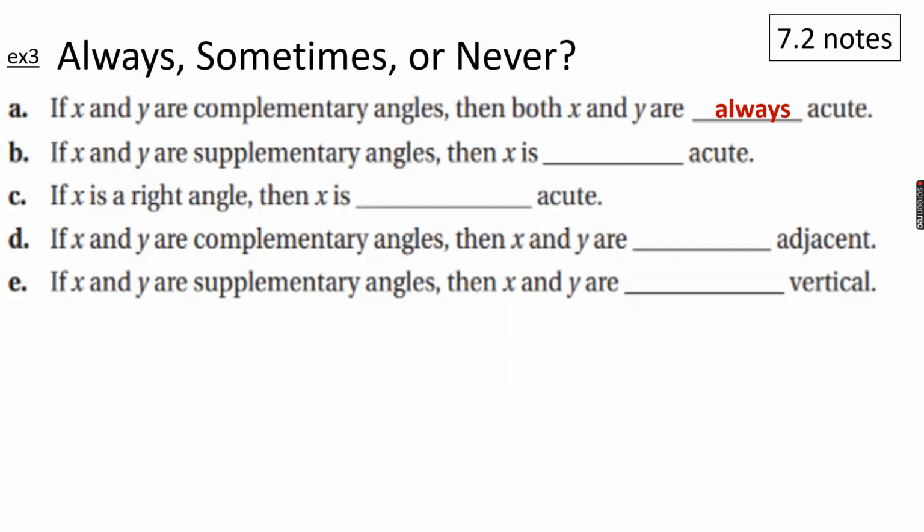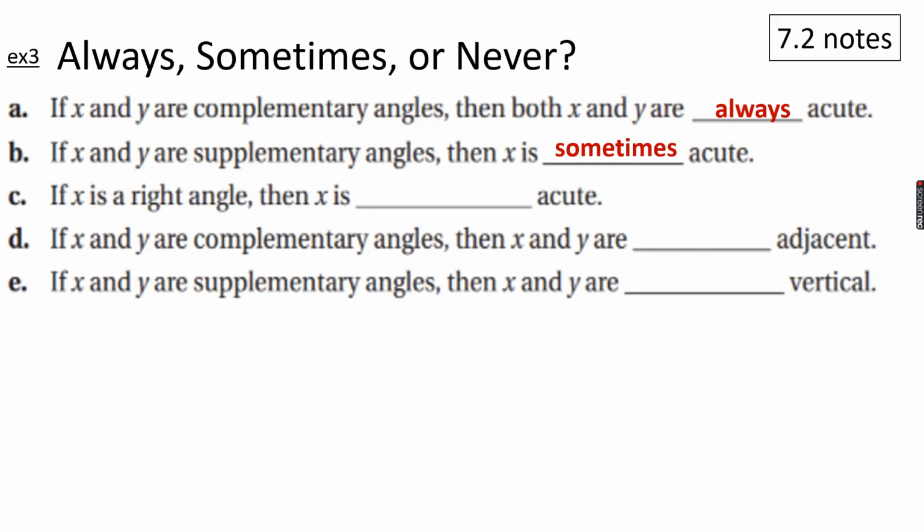B says if x and y are supplementary angles, then x is always, sometimes, or never acute. Think about that for a minute. Supplementary angles. For this one, you should put sometimes, because it can be an acute angle, but it doesn't always have to be, because supplementary means 180. And so maybe you have, I don't know, 179 plus 1. That 1 degree would be your acute angle. And so if x was 1, then it would be acute. But if x was 179, then that would be an obtuse angle.